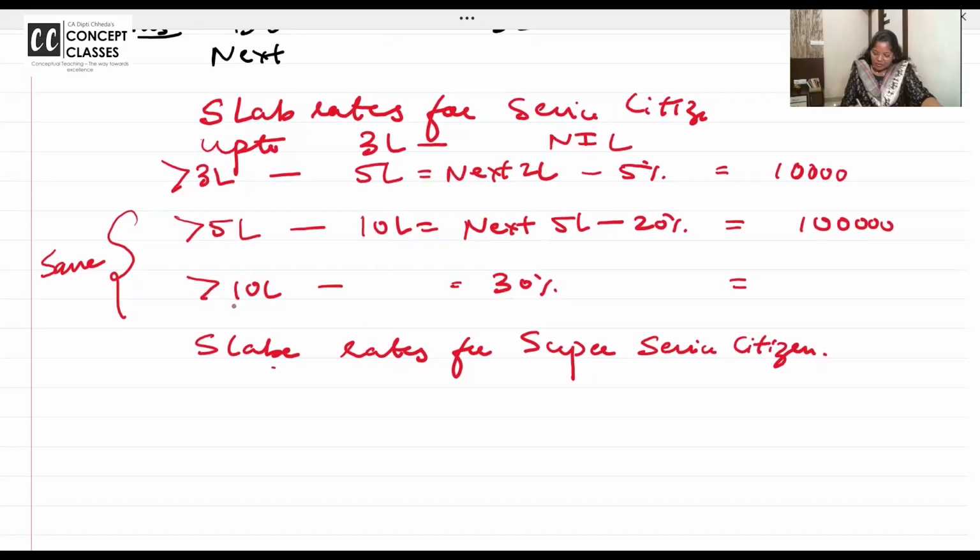So slab rates for super senior citizen, up to 5 lakh. What is it? I want all of you to tell me. What should I write here? Nil. And can we call it basic exemption? Everyone is comfortable. Slab rates for super senior citizen, up to 5 lakh, nil. Basic exemption.